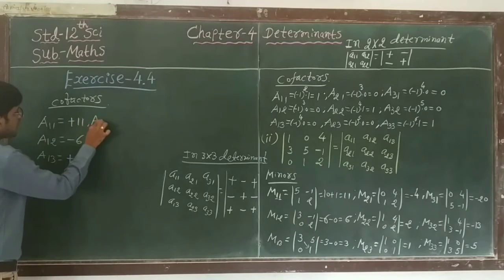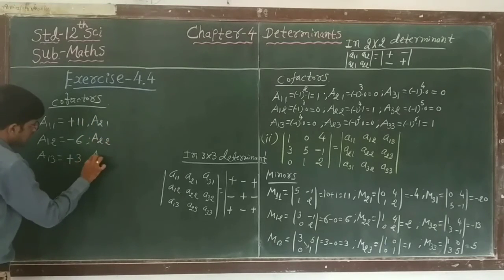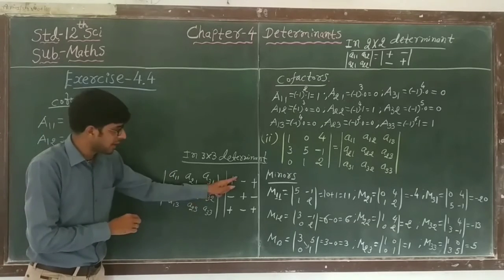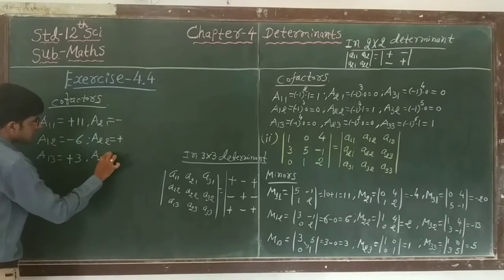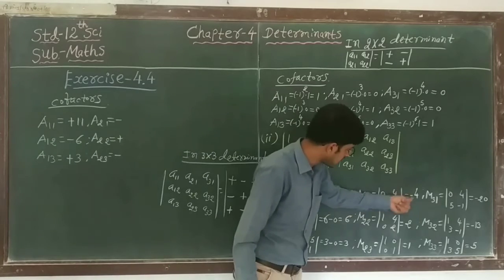Also we have to find A21, A22, A23. We have to write minus plus minus, and multiply by the minor of the given element. So minus 4 to 1.